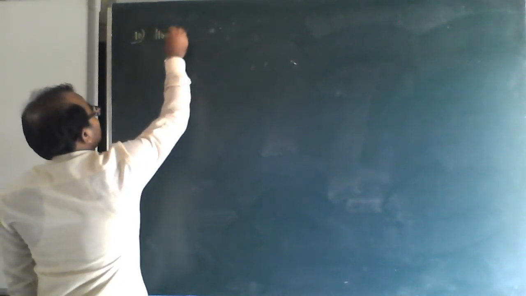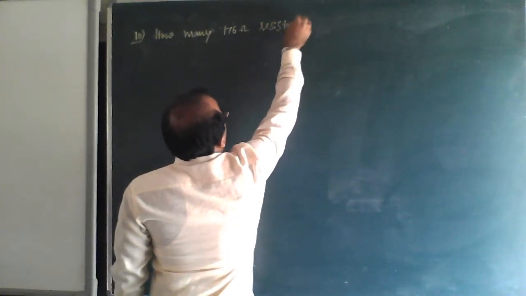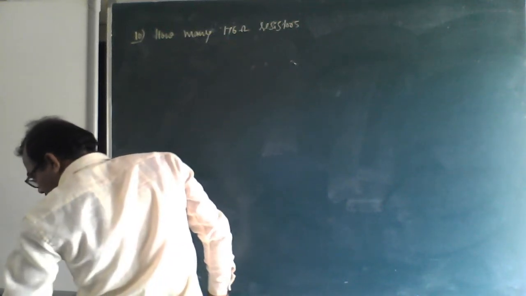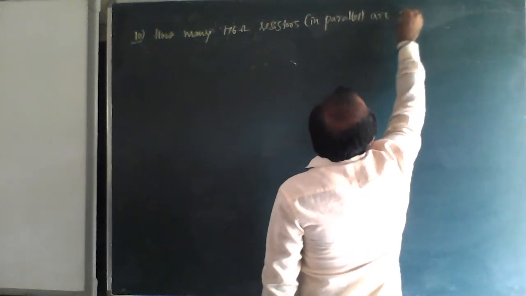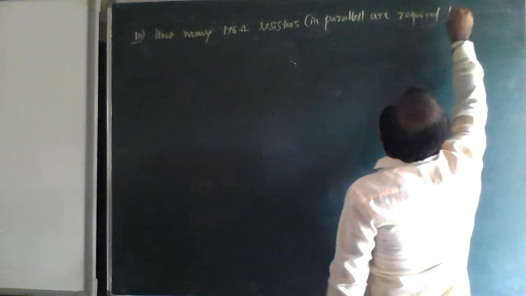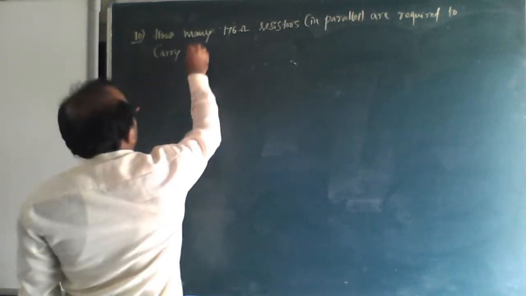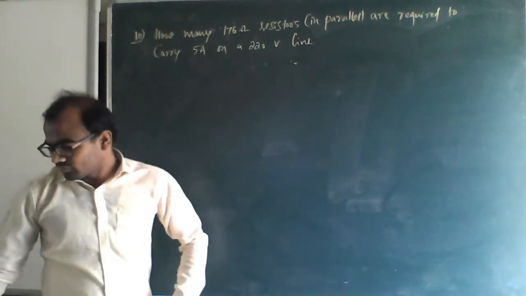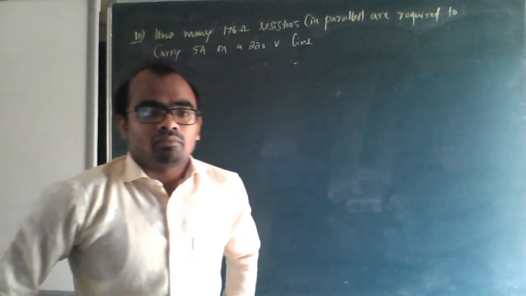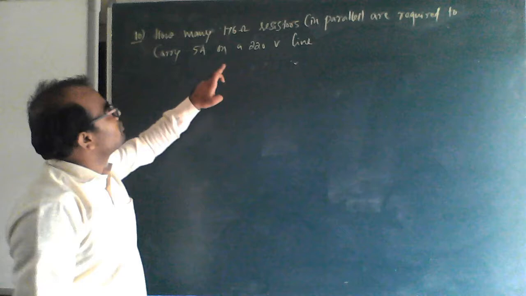See, 10th question. How many 176 ohm resistors in parallel are required to carry 5 ampere on a 220 volt line? How many 176 ohm resistors in parallel are required to carry 5 ampere on a 220 volt line?